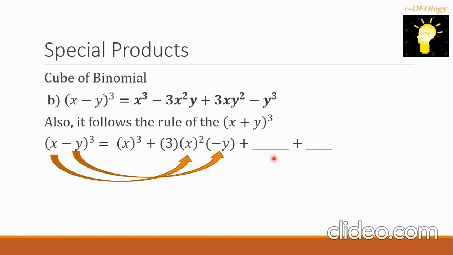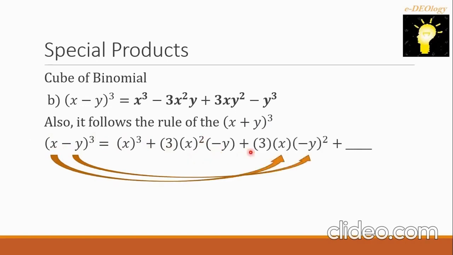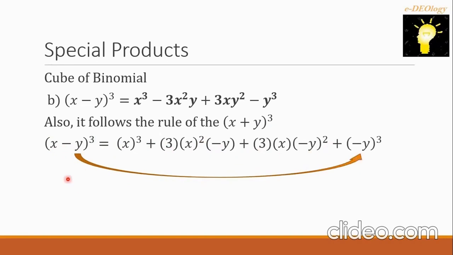And then plus, for the third term, again the constant 3 will be there. I copy the x and also the negative y must be squared. On the last blank, the negative y, or the second term of the binomial, will be placed here and then raised to 3. Then let us simplify.